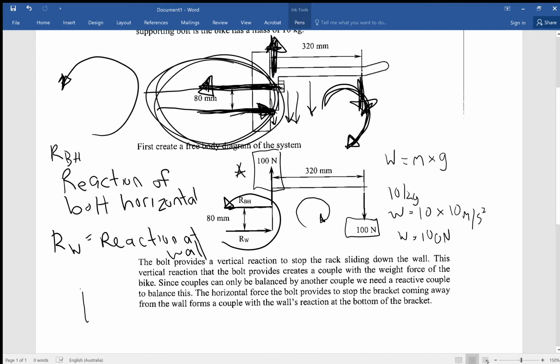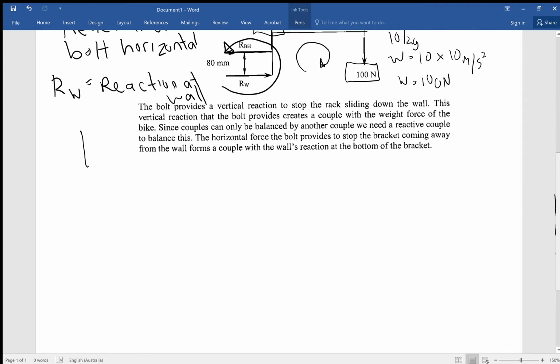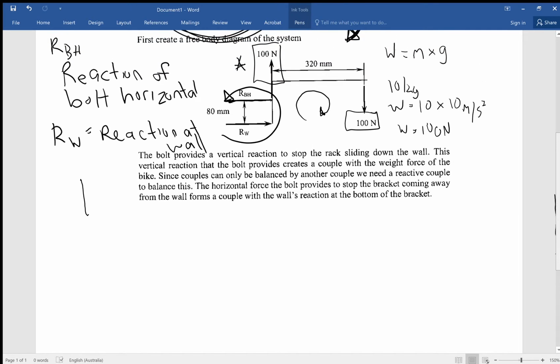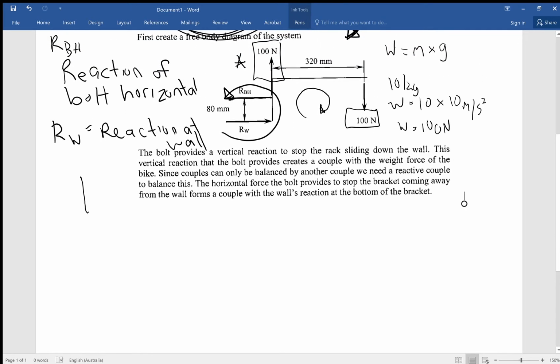I'll just move the page up a little bit. We'll keep our free body diagram in view. First thing too is you'll notice that they haven't converted these units, and I always advocate converting units in your free body diagram. So that's going to be 0.32 meters, and this is going to be 0.08 meters because we divide by 1,000.